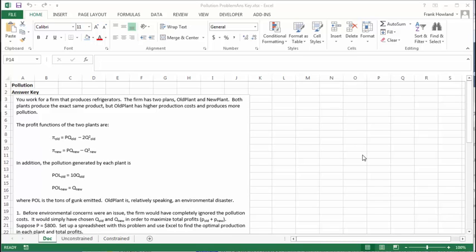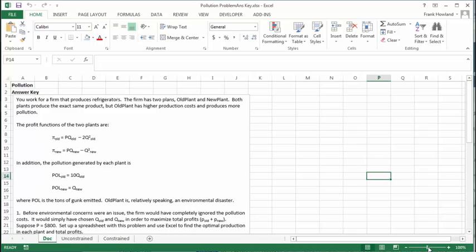This screencast explains parts of the pollution problem. So the situation is this. We have a firm that produces refrigerators. The firm has two plants. One plant is old and is more costly. The other plant is new and is less costly. How does that work out?